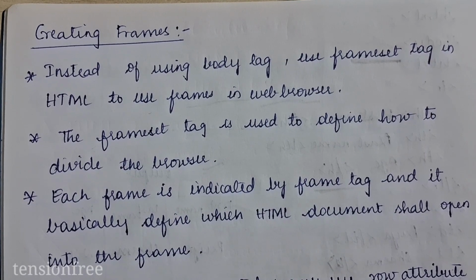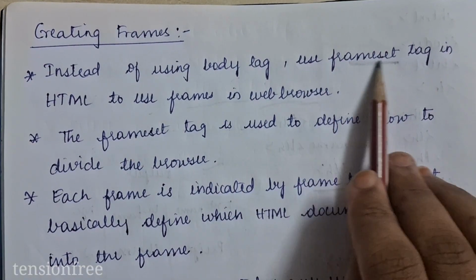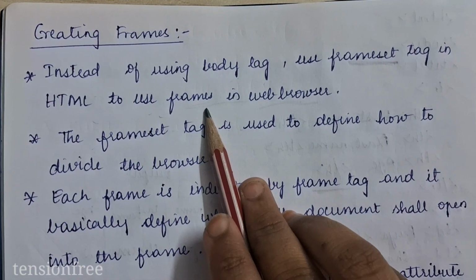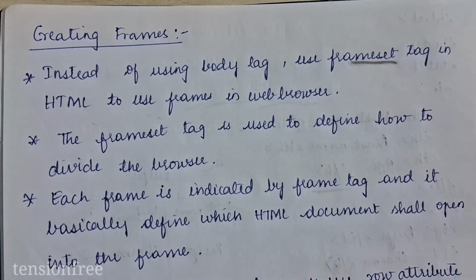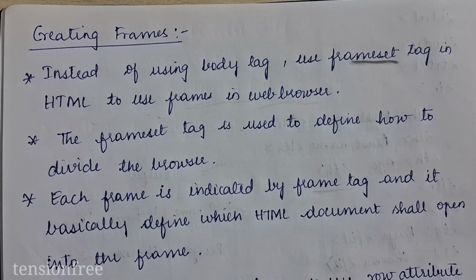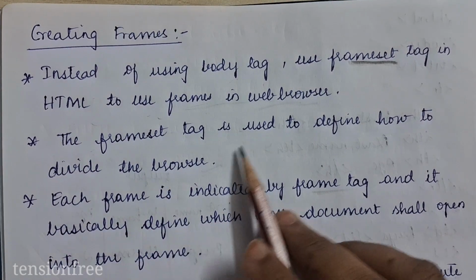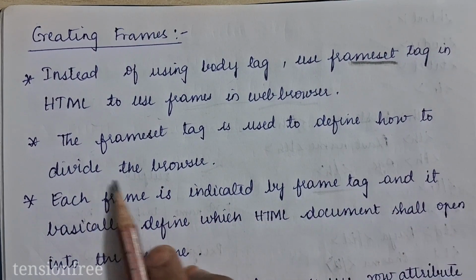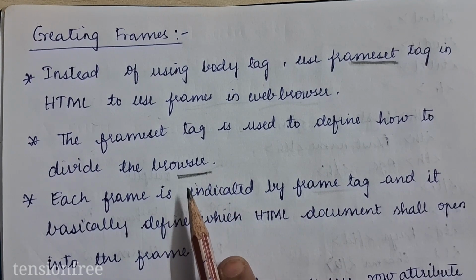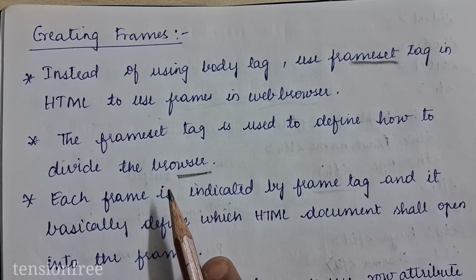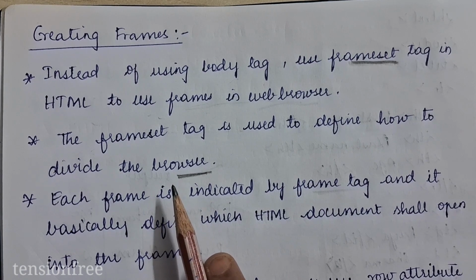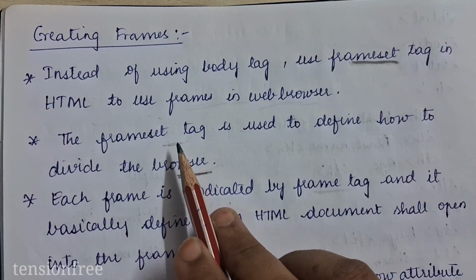How to create frames? Instead of using the body tag, we use a frameset tag in HTML to use frames in the web browser. In the previous videos, we have seen that we use the body tag to write the content of the body, right? But here, we use the frameset tag to use frames in web browsers. A frameset tag is used to define how to divide the web browser. This tag will define how we should divide the browser into multiple sections and load them separately. The frame tag will define that.